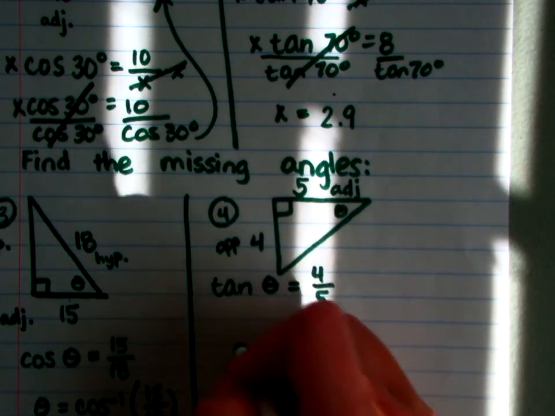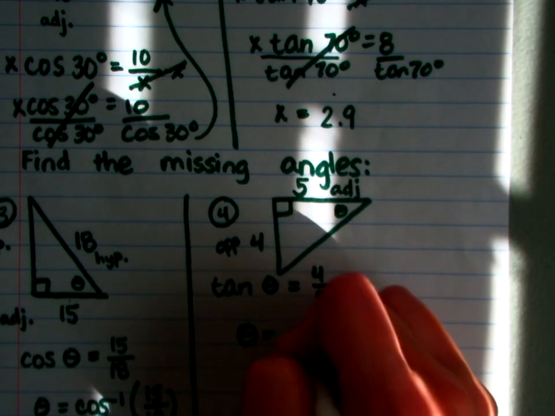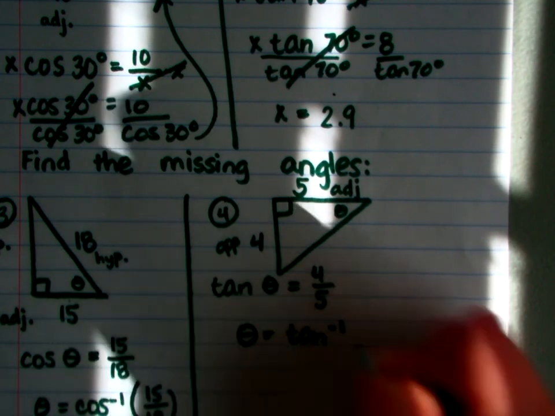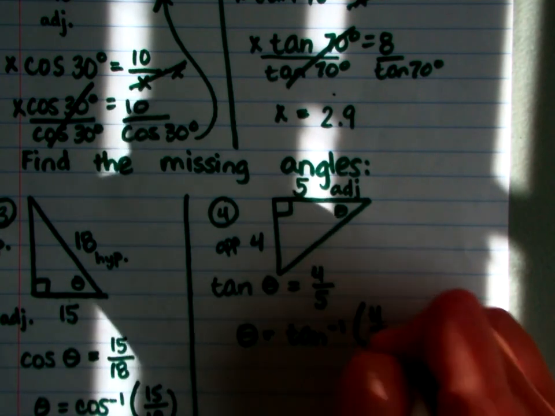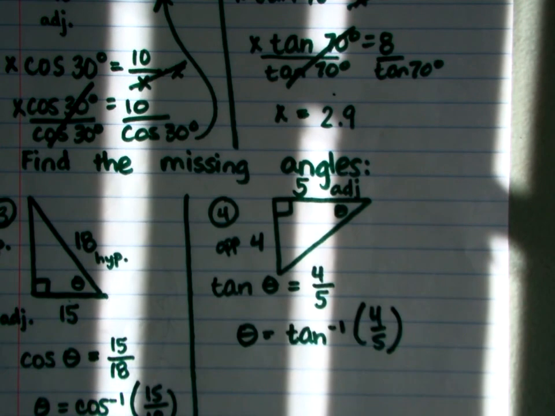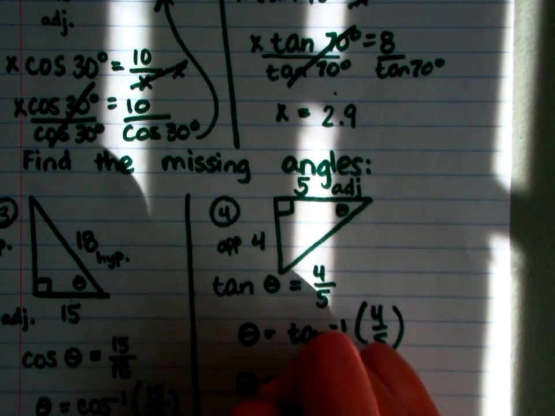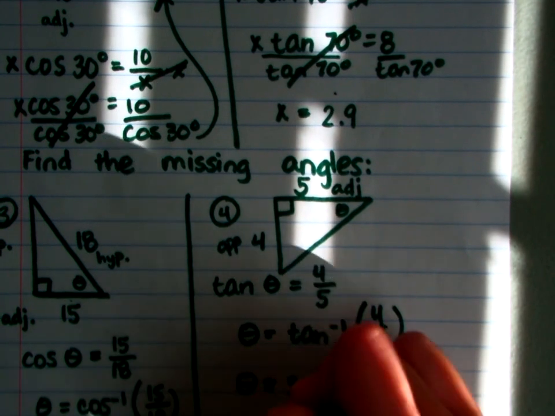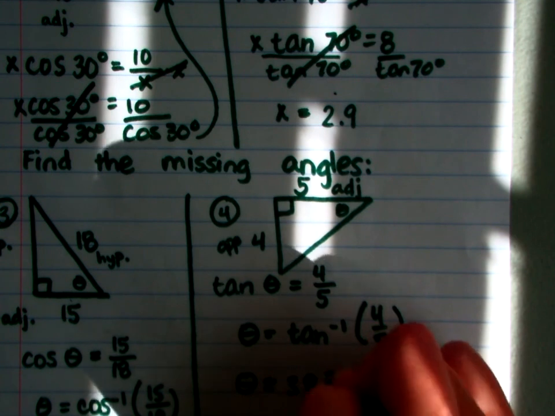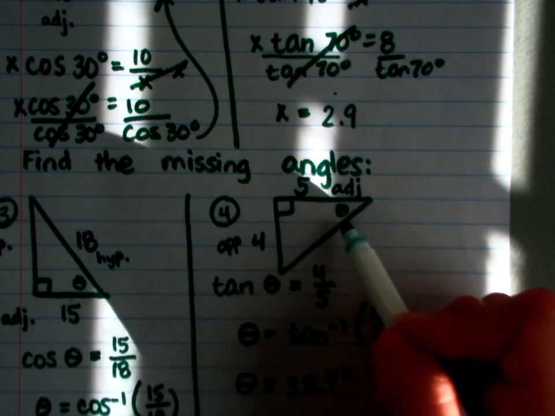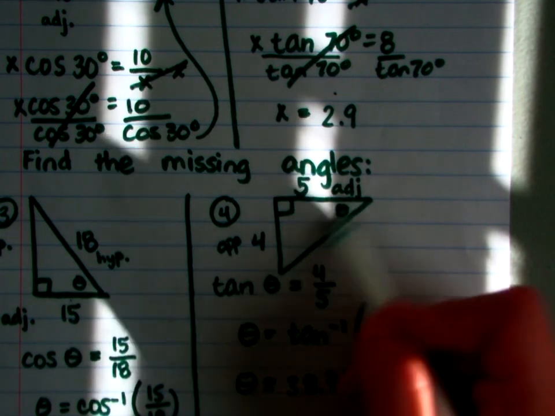To get theta by itself, we're going to do the inverse of tangent to our 4/5. And we're going to get that theta is approximately 38.7 degrees. So this angle in here is about 39 degrees for this particular right triangle.